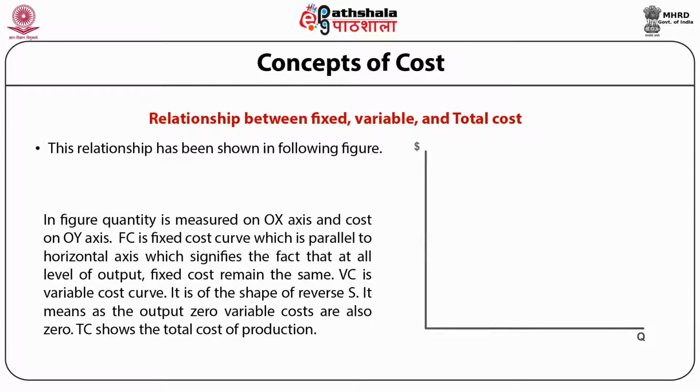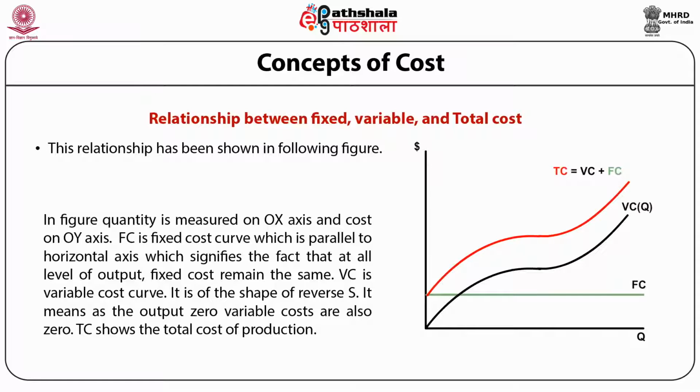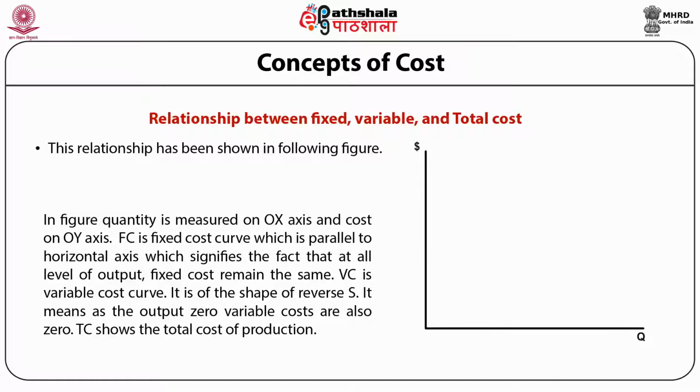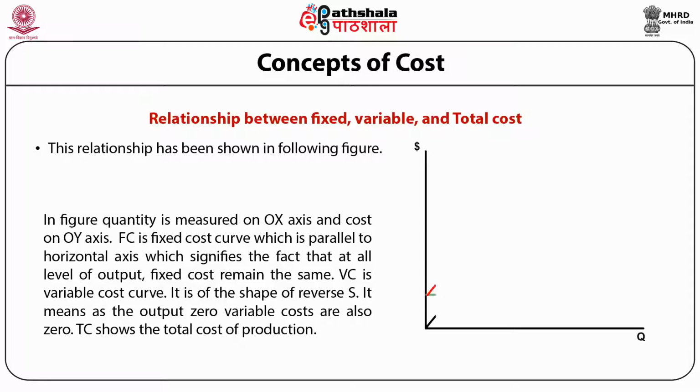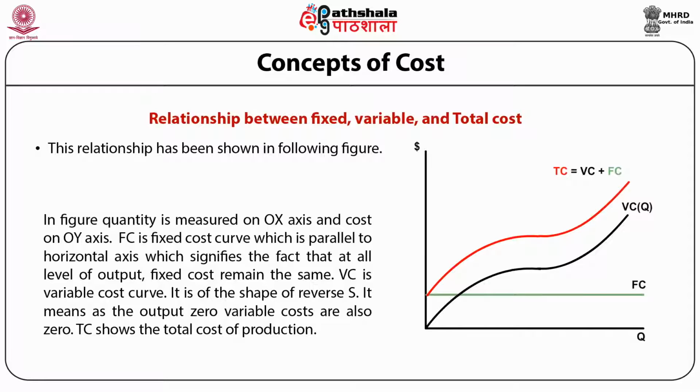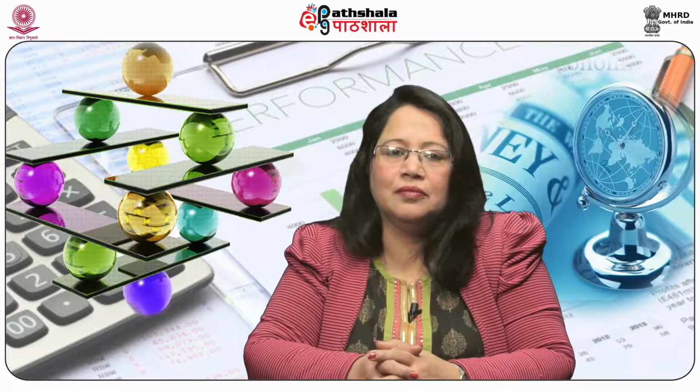VC is the variable cost curve. It is of the shape of reverse S. It means as the output is 0, variable costs are also 0. TC shows the total cost of production. It is a sum total of fixed cost and variable cost.